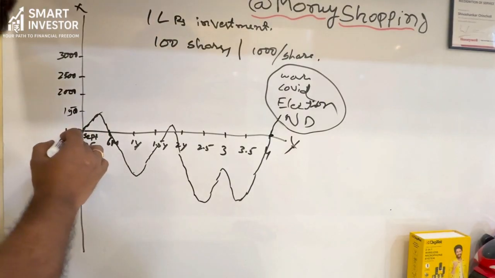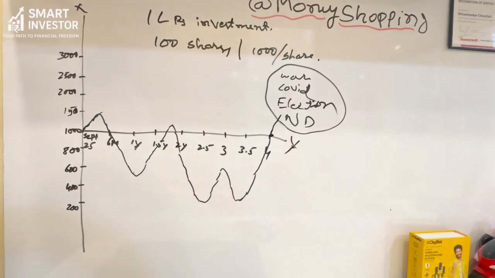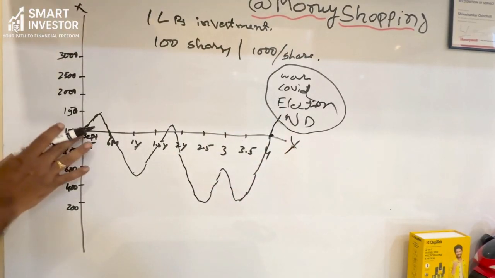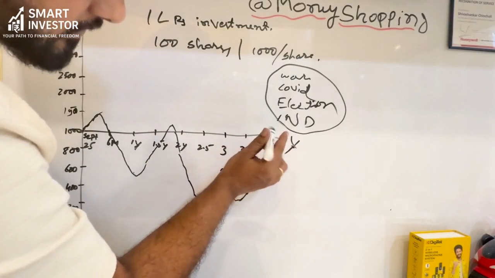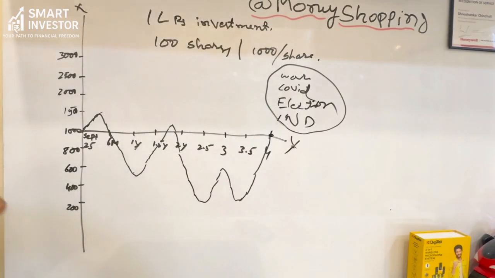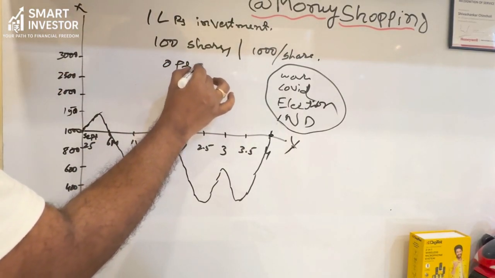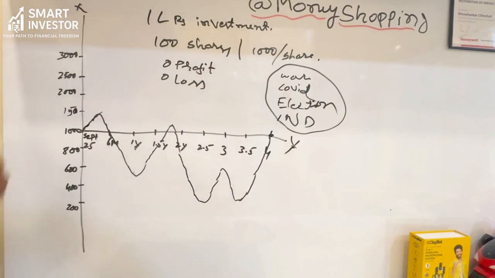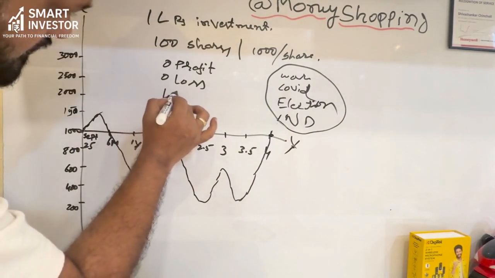So what have we learned here? After 4 years we put in 1 lakh and we have got 1 lakh. So here zero profit, zero loss. But still, what did we lose? We lost time, 4 years.